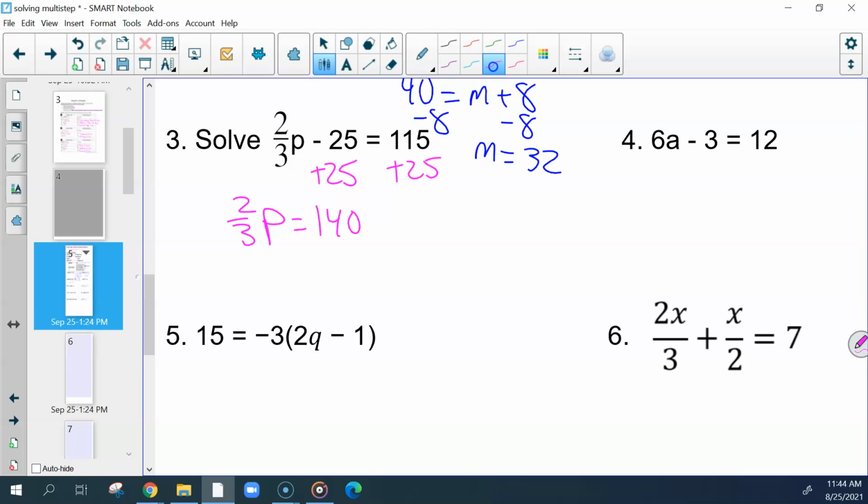When you get rid of these fractions, you can do them separately. Like you could multiply both sides by 3 and then divide both sides by 2, 2 separate steps. Or you could do them all at once by multiplying by what is called the reciprocal, you're taking it and flipping it. So if you flip that fraction and multiply it on both sides, these 2 fractions cancel each other out, and you're just left with P.